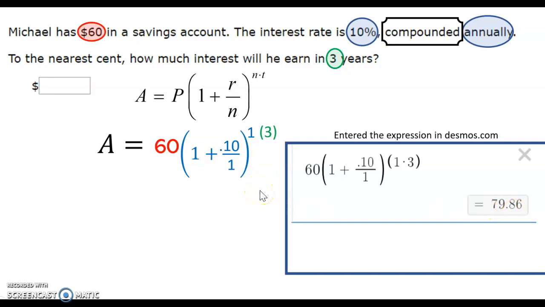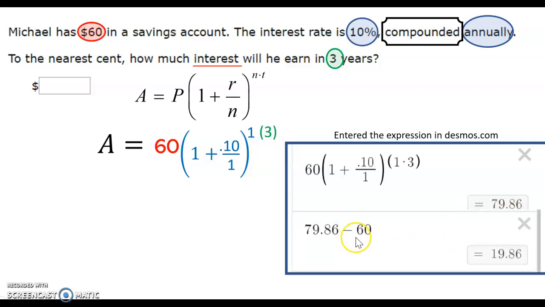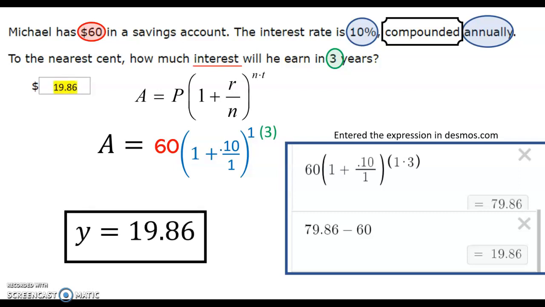You need to be very careful because the problem asks how much interest will he earn in 3 years. We don't want to know the total amount in the account. We just want to know the interest. Therefore, we take the total amount, which is $79.86, and subtract the starting value, which was $60. $79.86 minus $60 is $19.86, which is our final answer. In this problem, it is very important to read and pay close attention to whether they're asking for how much money will be in the account or how much interest will be in the account.